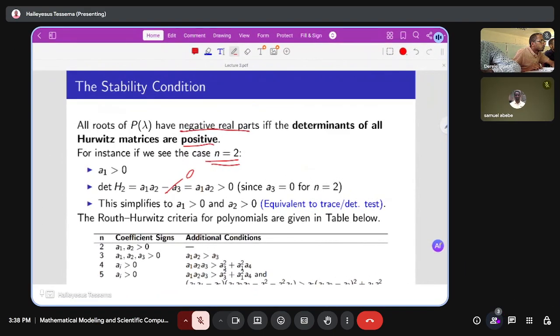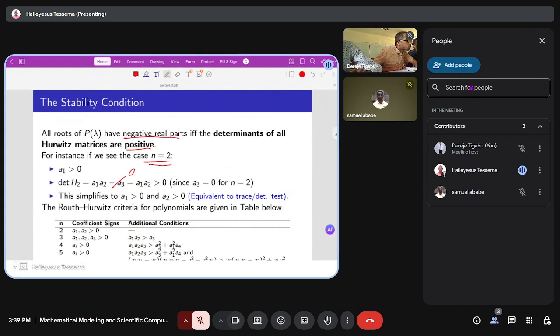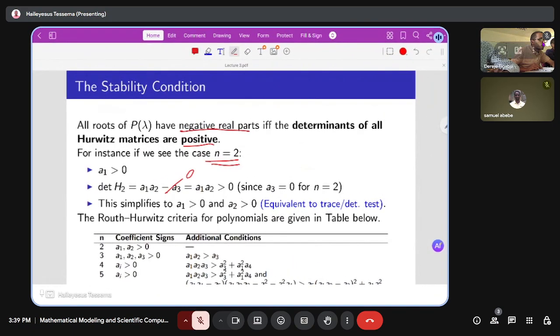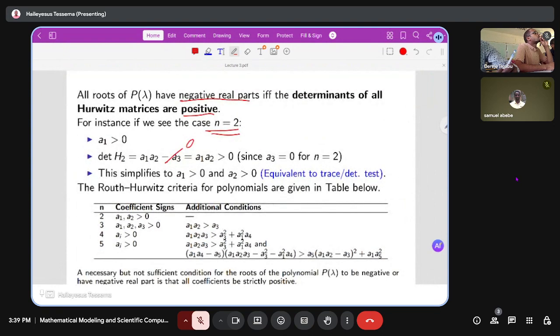So that A1 times A2 greater than 0 is another condition. If A1 is greater than 0 and A1 times A2 is greater than 0, we can say that the coefficients of the quadratic polynomial are positive. It means that the Routh matrix has negative real part eigenvalues, and this indicates that the equilibrium point is stable. That stability is said to be a local stable equilibrium point. So you can compare this 2 by 2 matrix with what we determined last time.